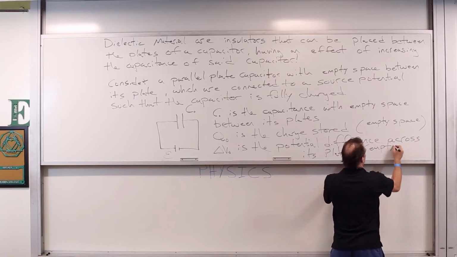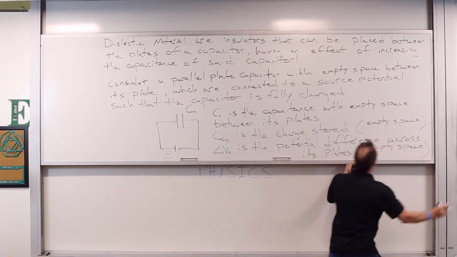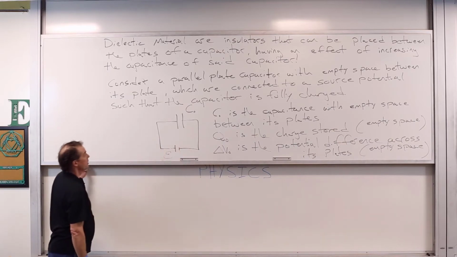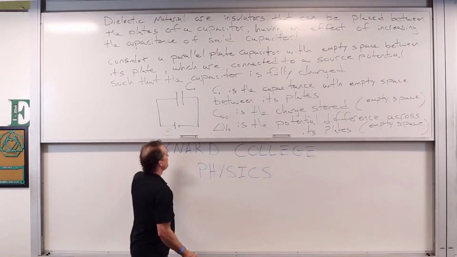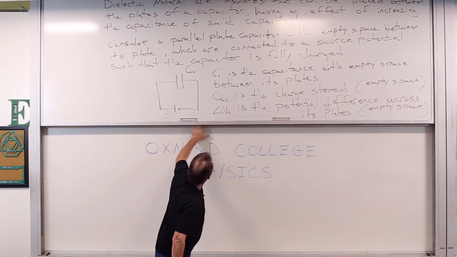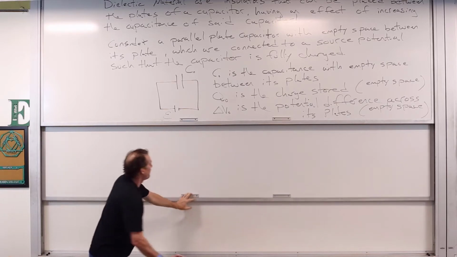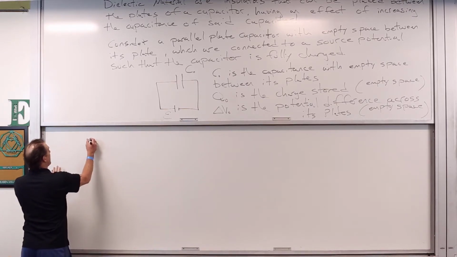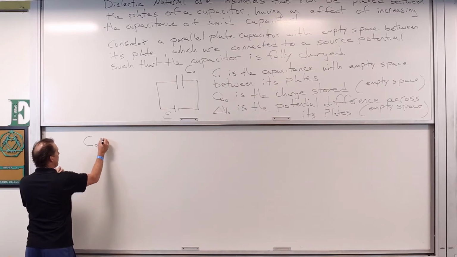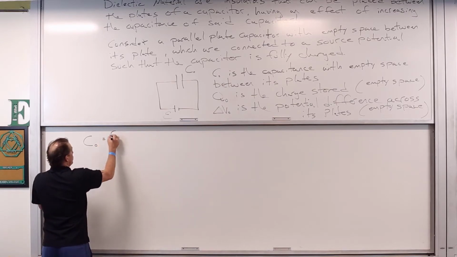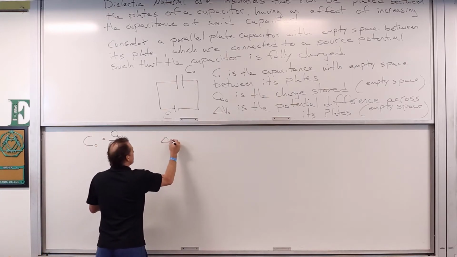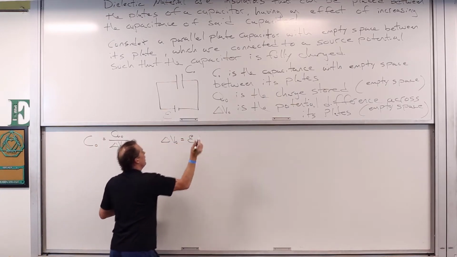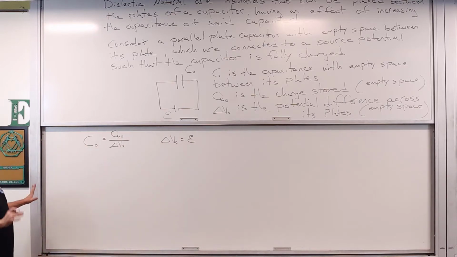Again, this is all regarding empty space between its plates. Well, for now we can define the capacitance of this capacitor, C0, and say it is going to be equal to Q0 divided by delta V0, and delta V0 is equal to whatever the source potential is. Fantastic. Definition of the capacitance, great.